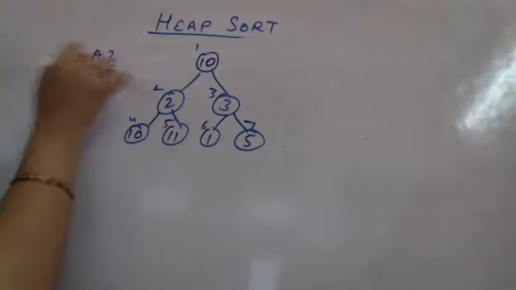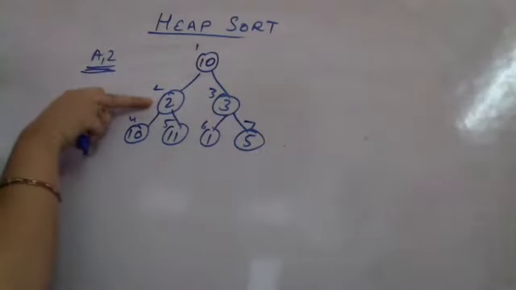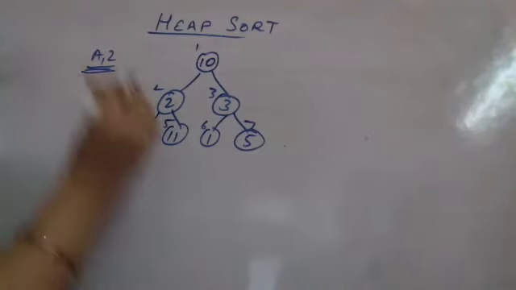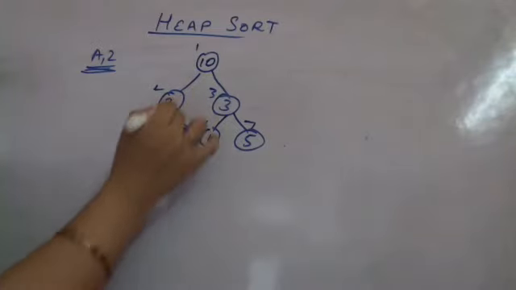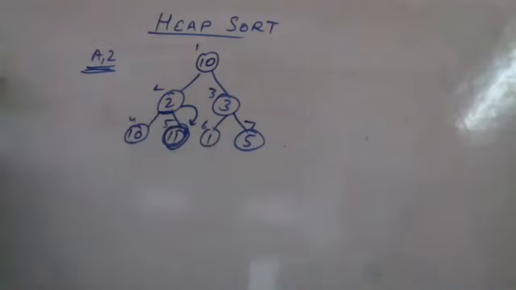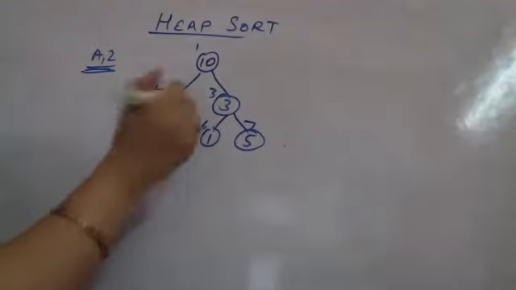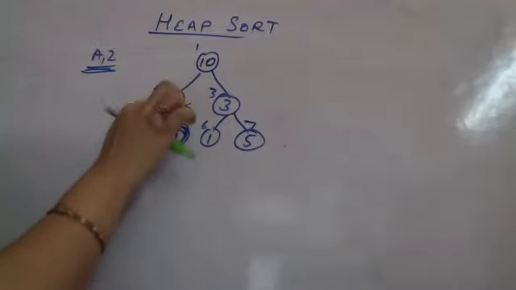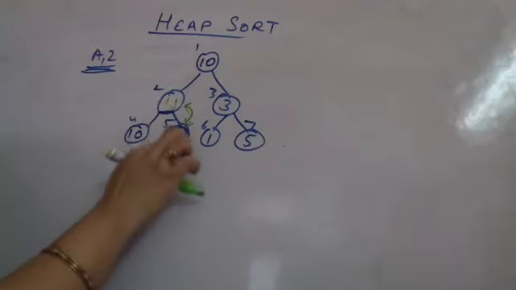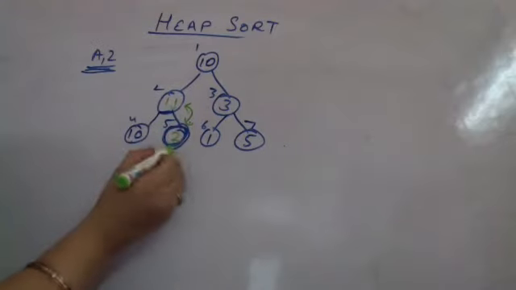a comma 2 के लिए I am calling, so 2 node के लिए I have to check heap की property satisfy हो रही है या नहीं. 2 के 10 and 11 children में से largest is 11. Since 11 is largest, 2 and 11 will be exchanged. I will exchange this 2 and this 11. 11 comes here, 2 comes here, and heapify will again be called for this location.